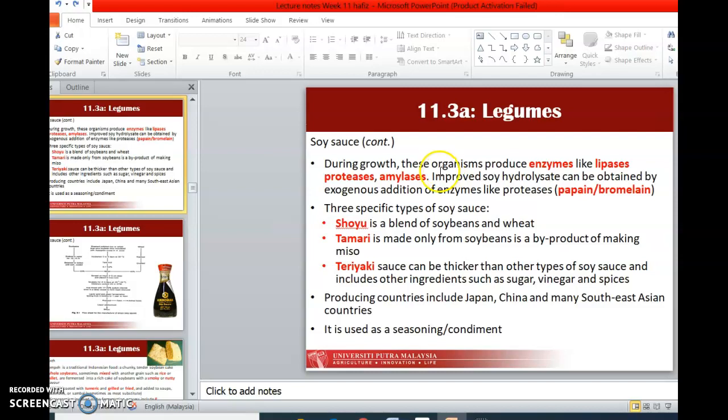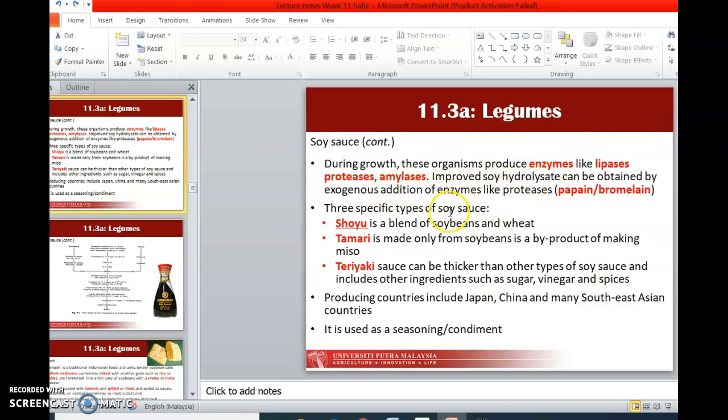During growth, this organism and plenty of other organisms are present during the ripening of the soy sauce. They can produce enzymes such as lipase, protease, and amylase. If we want to improve the texture of the soy, we can add additional enzymes such as protease.